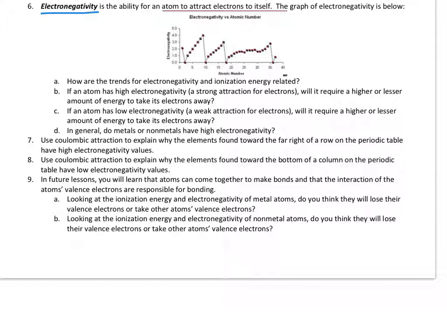concept called electronegativity. So electronegativity is the ability for an atom to attract electrons to itself. So it's like the greediness for electrons. High electronegativity means that those atoms attract electrons to themselves. Low electronegativity means it could care less about its electrons, and it doesn't have a strong attraction.